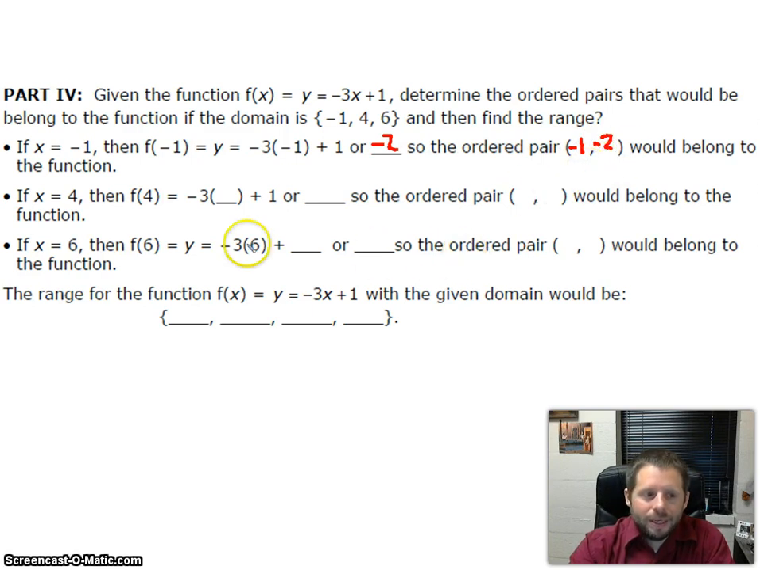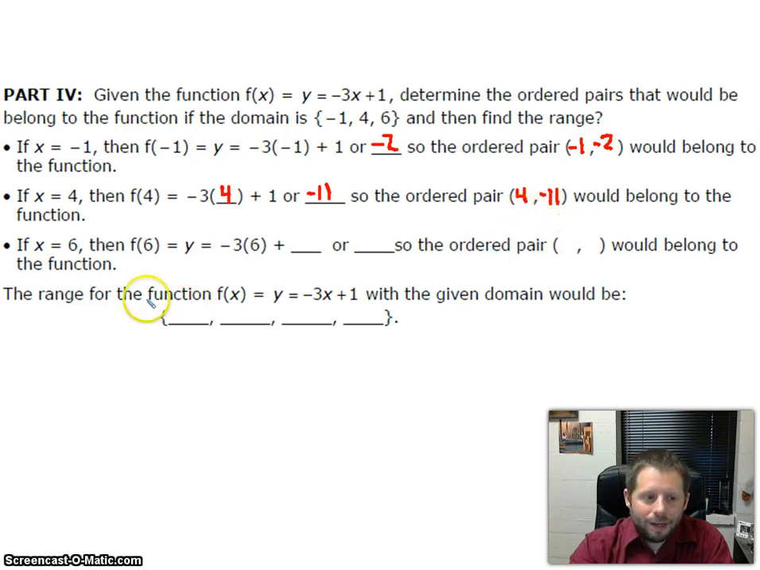Okay. For the second one, when x equals 4, we're trying to find f of 4. That means we're going to replace x in our function with 4. Again, using order of operations, -3 times 4 would be -12. Add 1 to get -11. So our ordered pair for this one would be 4, -11.